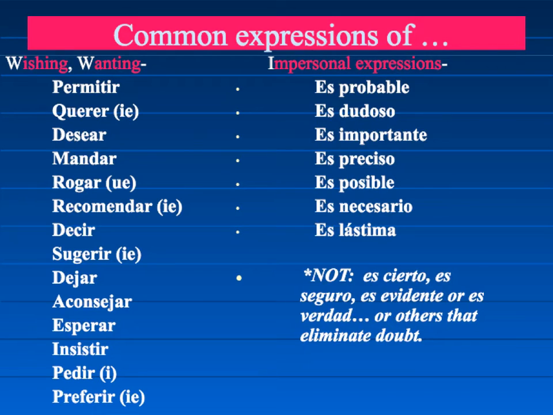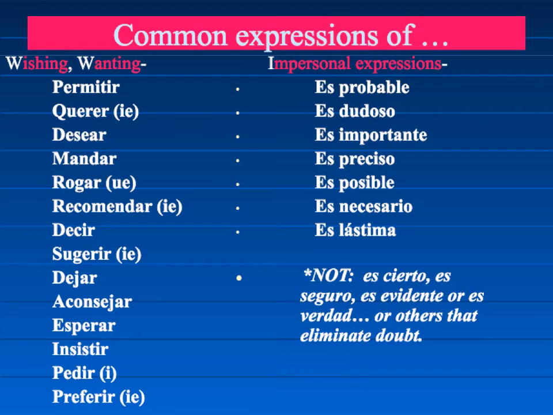Impersonal expressions look like this. They all start out with es, okay? And so they are things like, it's probable, it's doubtful, it's important, it's necessary, it's possible, it's necessary again, it's a shame. Again, those all would require you to use the subjunctive in the second part of your sentence if indeed you have one of these expressions. They're called impersonal because it is probable, it is doubtful, it is important. You're working with "it." That's very impersonal.